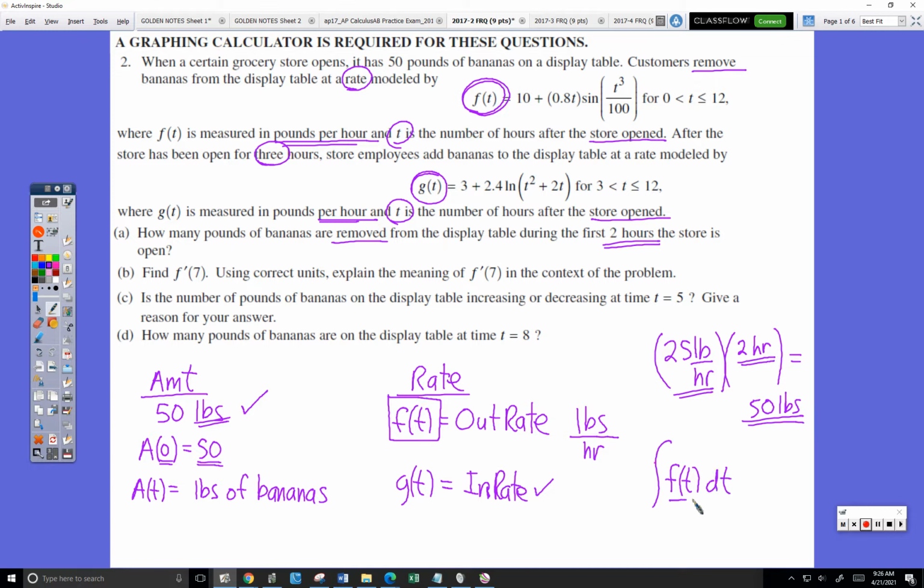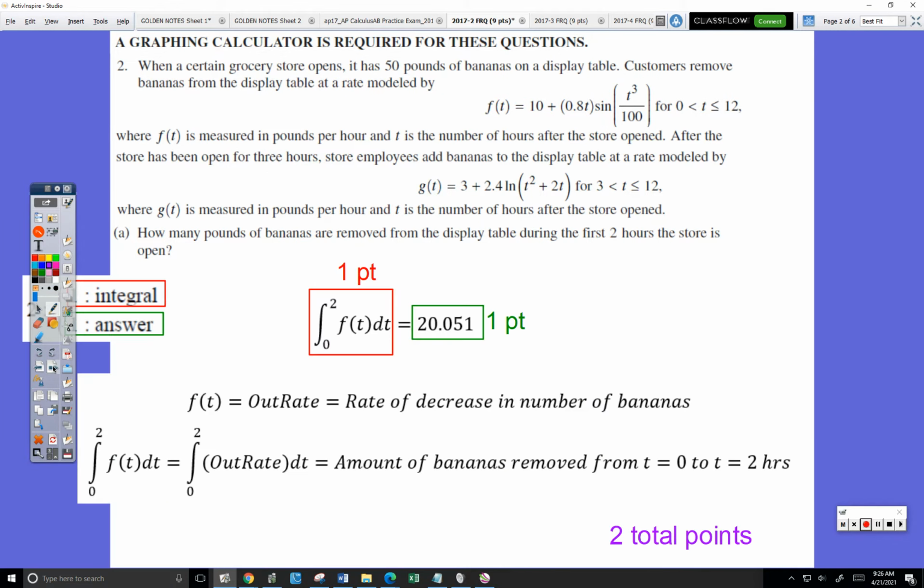So here's my rate at which bananas are removed. I'm multiplying by time. That's going to give me the total amount of bananas removed from the time the store opens, which is time 0, to time 2. So this is what I need to do to calculate how many bananas are removed during the first 2 hours. So here's the official work. 1 point for the correct integral, 1 point if you type it in correctly on your calculator.